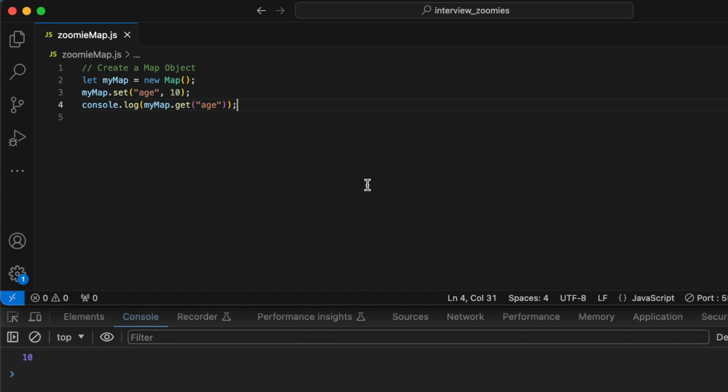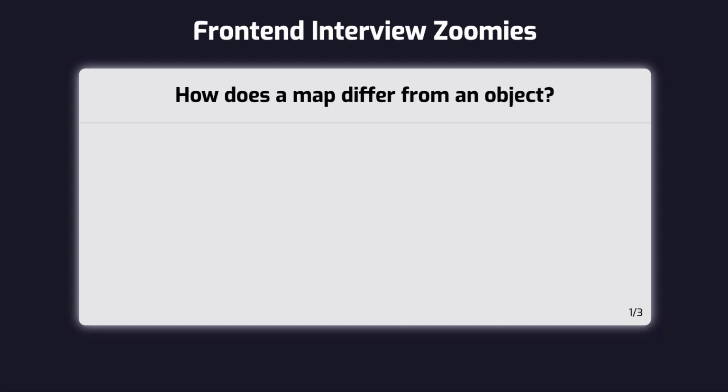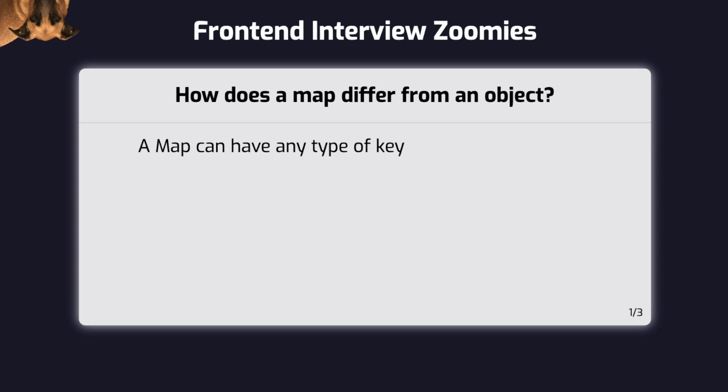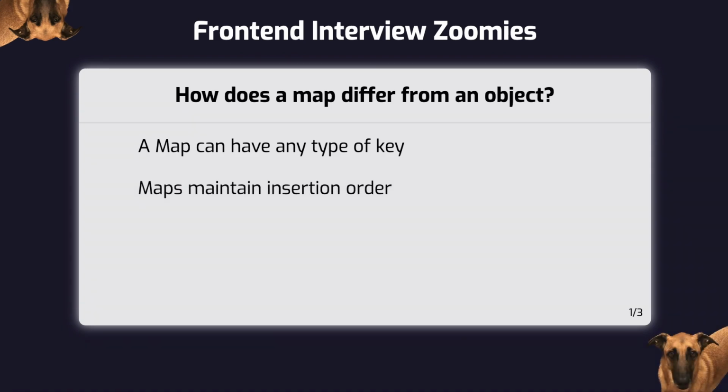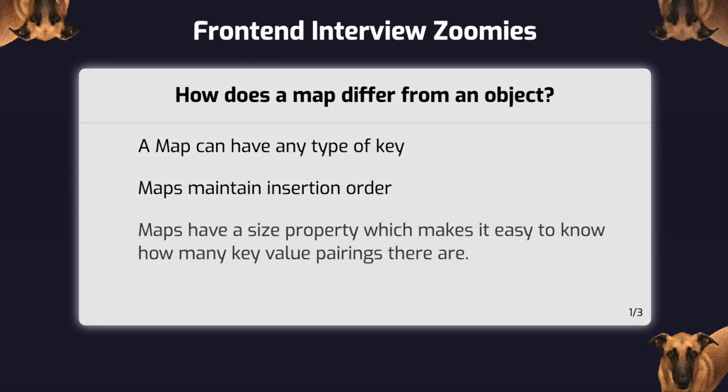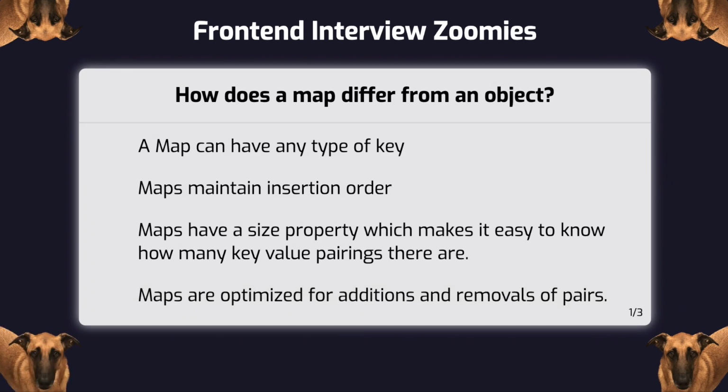Awesome. Let's move on to some theoretical questions. You might be asked, how does a map differ from an object? So a map can have any type of key, while objects can only have strings or symbols. Additionally, maps maintain insertion order, which objects originally did not have this capability. Maps have a size property, which makes it easy to know how many key value pairings there are, and maps are optimized for additions and removals of pairs.